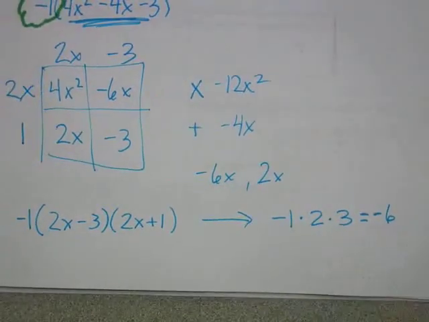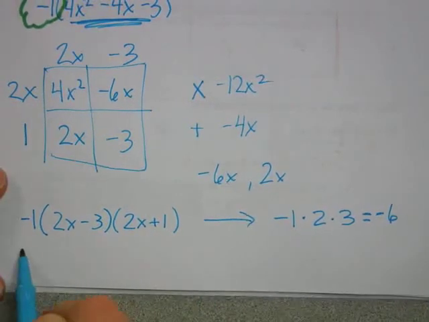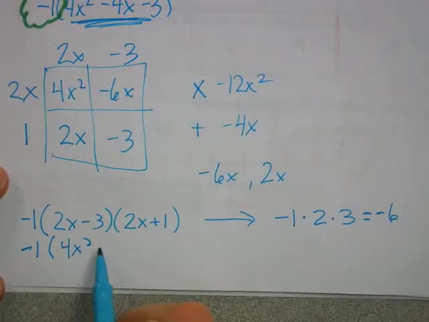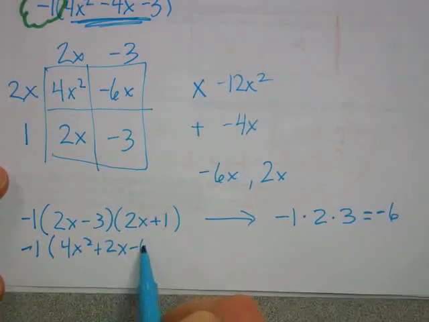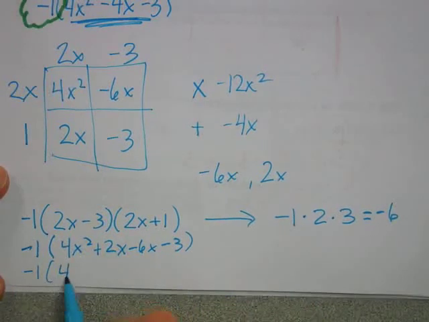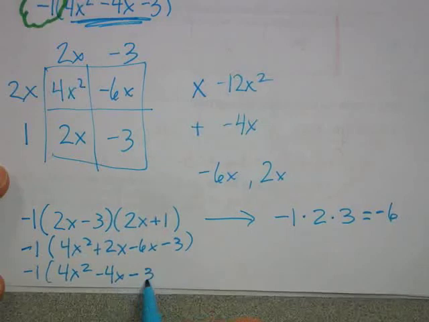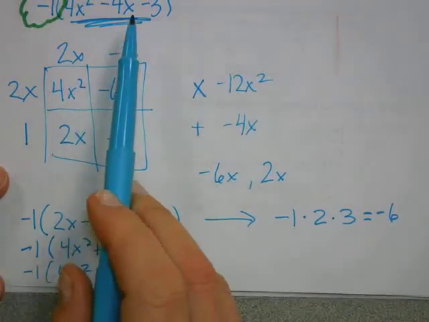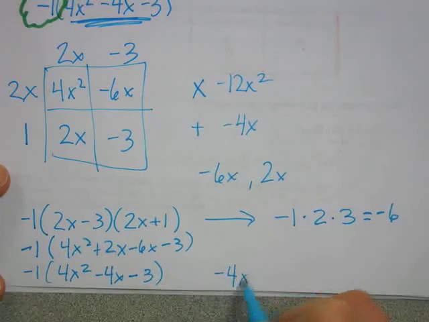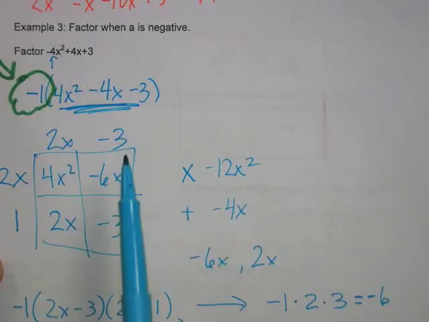The way you can prevent that from happening then is you can actually FOIL out first and then multiply by the negative 1. So I'm going to leave the negative 1 out there and I'm going to FOIL. So I have 4x squared plus 2x minus 6x minus 3, which gives me negative 1 times the quantity of 4x squared minus 4x minus 3, which is what I had right before I factored. And then distributing my negative 1 to each term now gives me negative 4x squared plus 4x plus 3, which was the original problem.